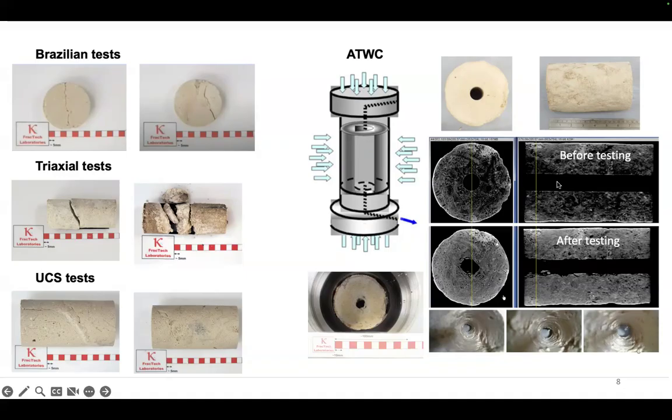And for instance, here you can see a sample before testing and after testing. After testing, obviously, because of the in situ or boundary conditions, the confinement and pore pressure that have been applied to the sample, some parts of the wall have broken into pieces, and so you had some solid production in the lab.